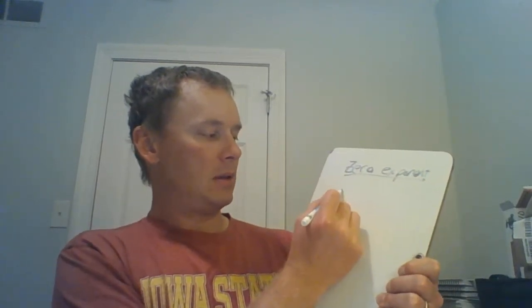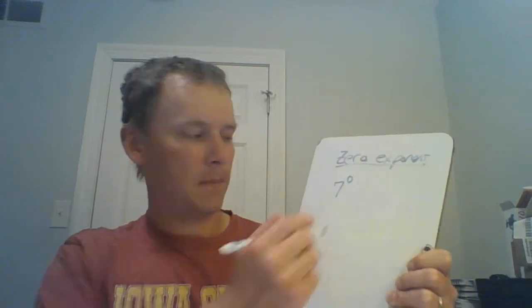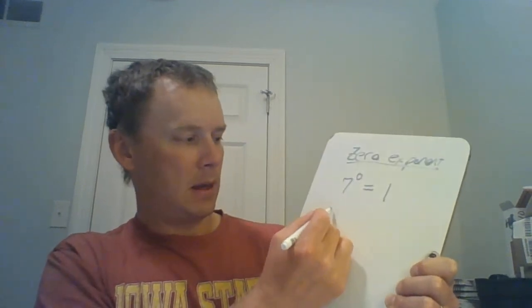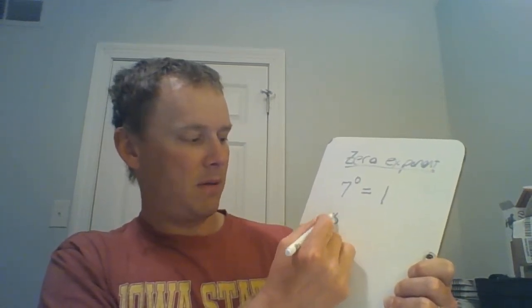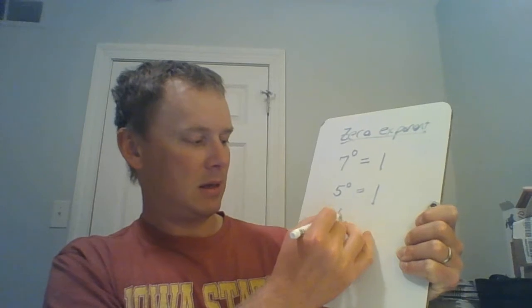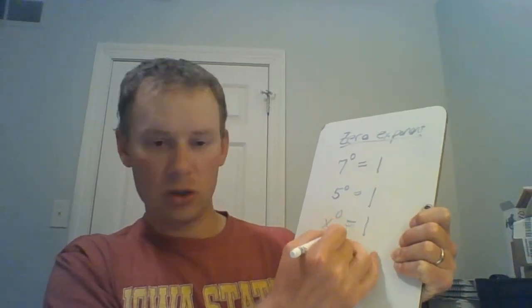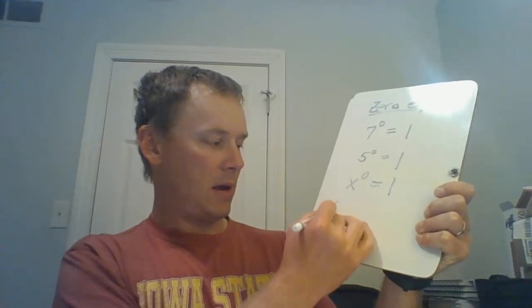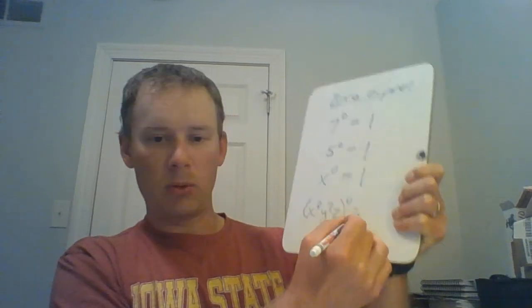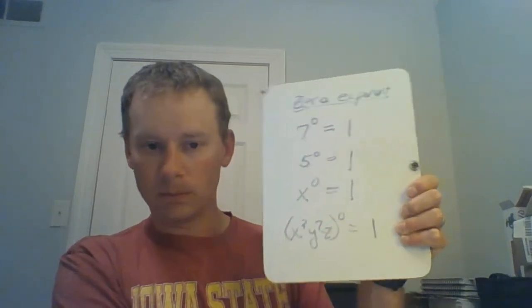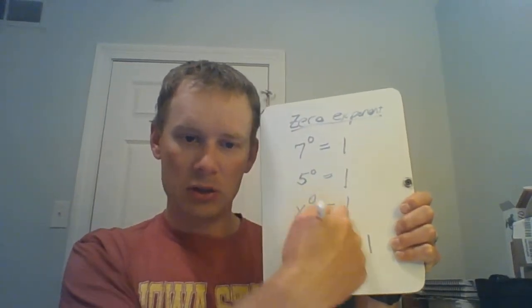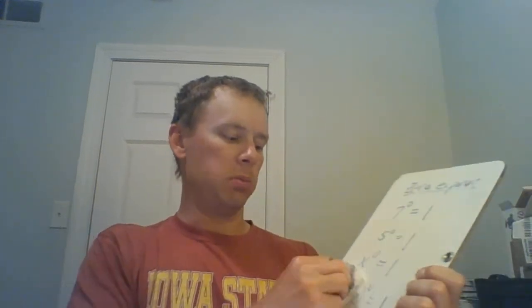So if I have 7 to the 0 exponent, okay, the value of that whole thing is just 1. If I have 5 to the 0 exponent, it again is just 1. If I have x to the 0 exponent, it's just 1. Hopefully you're getting the gist here. If I have x squared y to the 7th z all to the 0 exponent, everything is just 1. Okay, so anything to an exponent of 0, that whole expression is just 1. Okay? And we'll apply that here in just a minute.